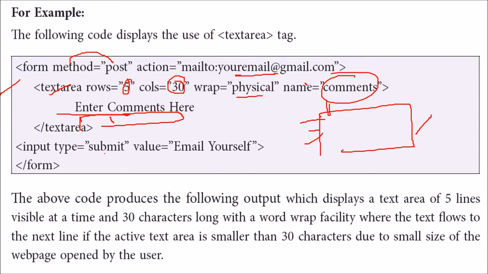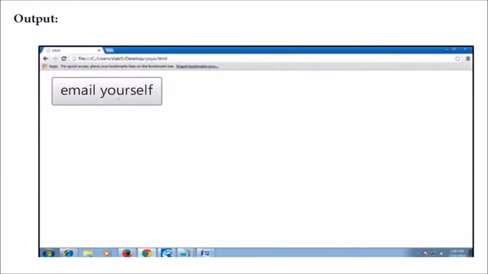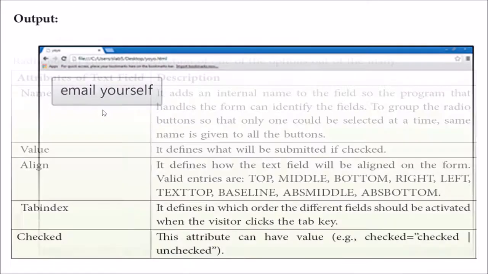The input type has to be there in a form. It will be submit, and the value would be "email yourself". That is, in the submit button you will see this "email yourself" text. This is how the output will be.